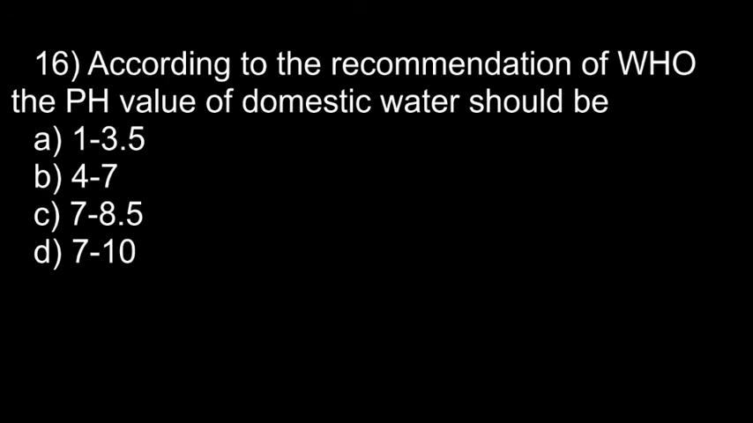16th question. According to the recommendation of WHO, the pH value of domestic water should be option A 1 to 3.5, option B 4 to 7, option C 7 to 8.5, option D 7 to 10. And the answer is option C, 7 to 8.5. According to the recommendation of WHO, the pH value of domestic water should be 7 to 8.5.